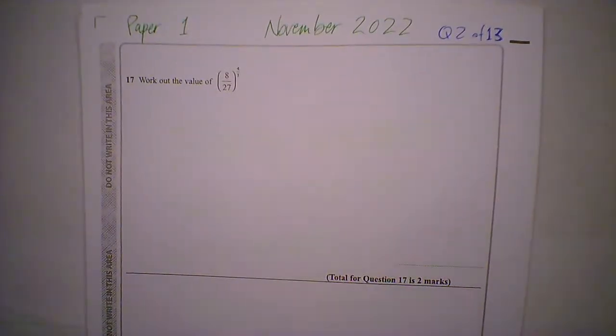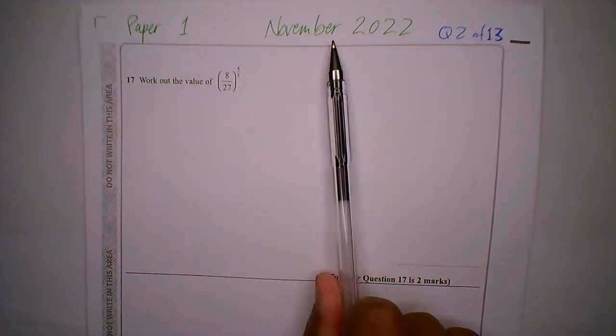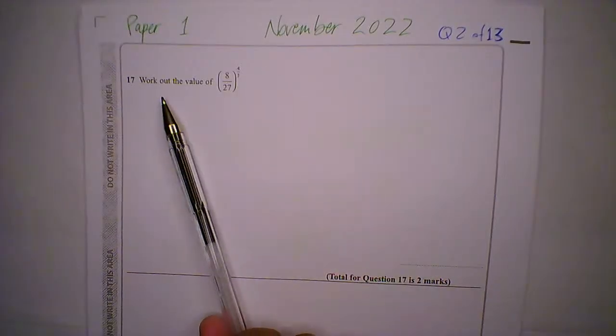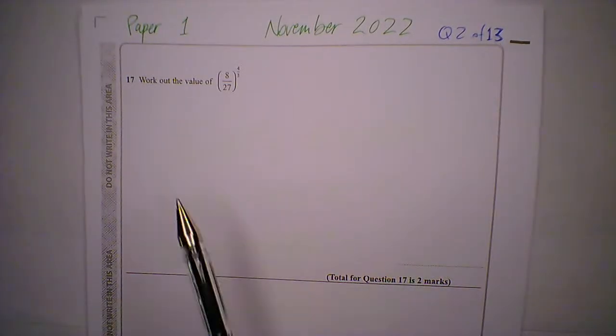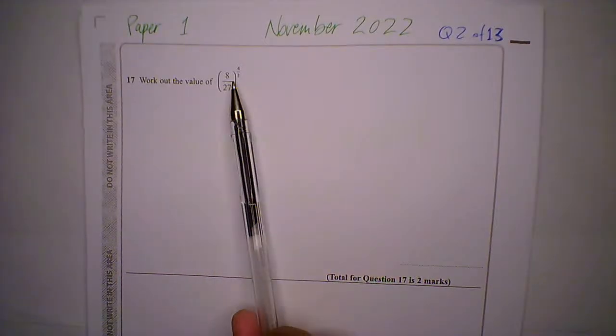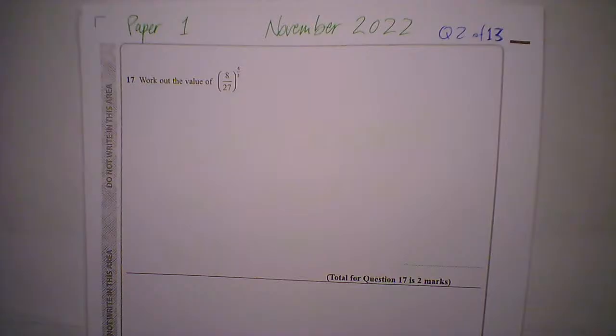This is our second question. This question is from, again, paper 1, so non-calculator, from November 2022. This is our second out of 13 questions. Work out the value of 8 over 27 to the power 4 over 3. Press pause and have a go. When you're ready, press play for the answer.